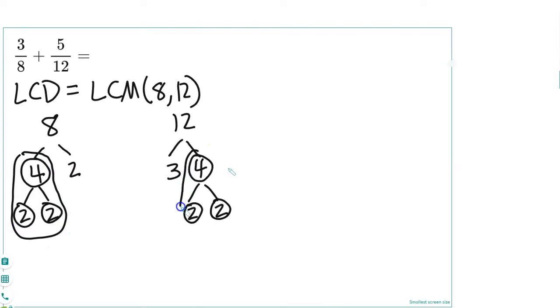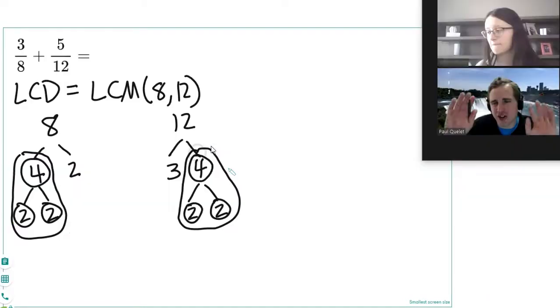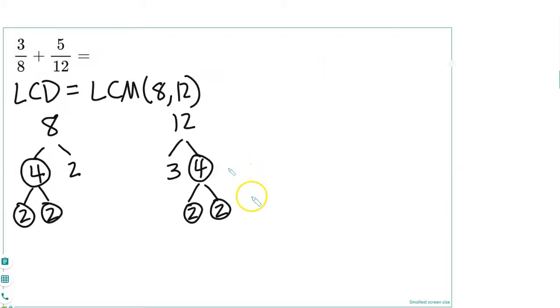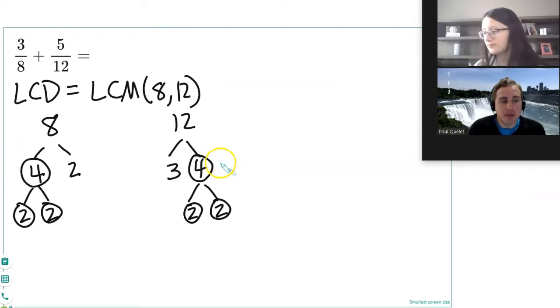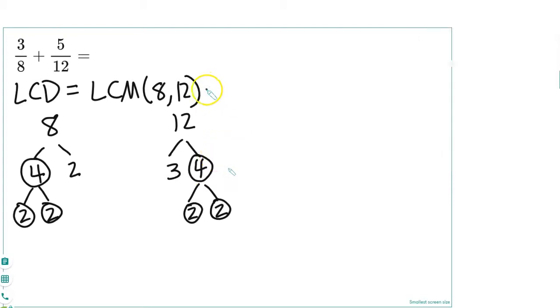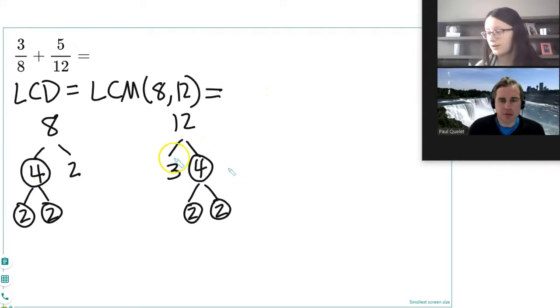So you don't really need to finish it if you don't want to. You don't have to. But they do share a 4, I agree. But what do they have that's different? The 2 and the 3. So if we need a least common multiple, we need all the uniqueness. So what 3 numbers should I multiply here? Yeah, I should multiply 3 numbers to get the least common multiple.